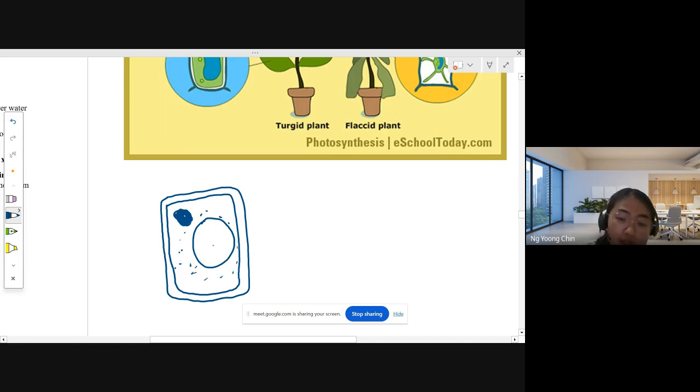So this is a plant cell. This is a vacuole. And then this is the cell wall. And then this is the cell membrane.